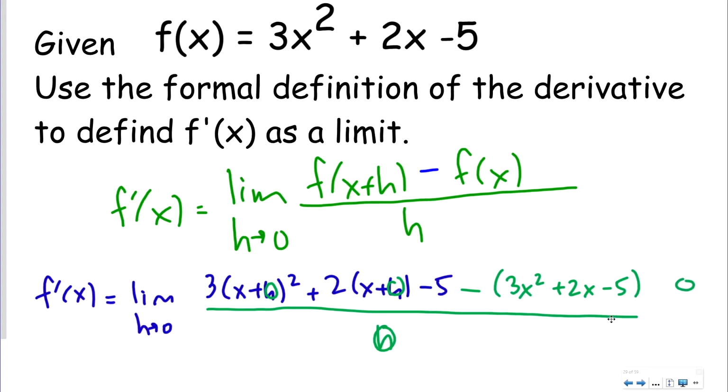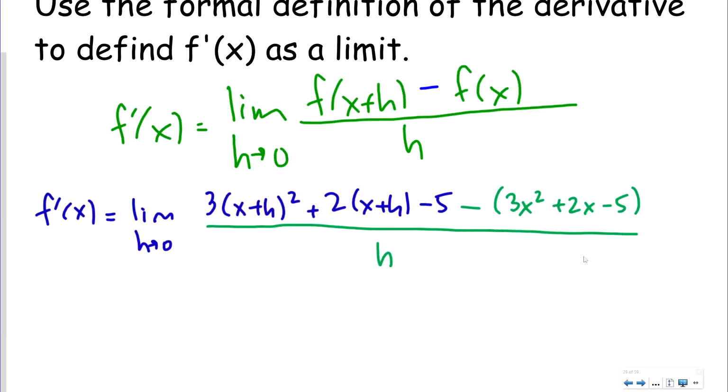Oh, gotta do something else. So what is the something else I'm going to do? I'm going to distribute and simplify. So how do we do that? So this is going to become the limit as h goes to 0 of 3 times x squared plus 2xh plus h squared. See where I'm getting that? I'm just FOILing this right here.